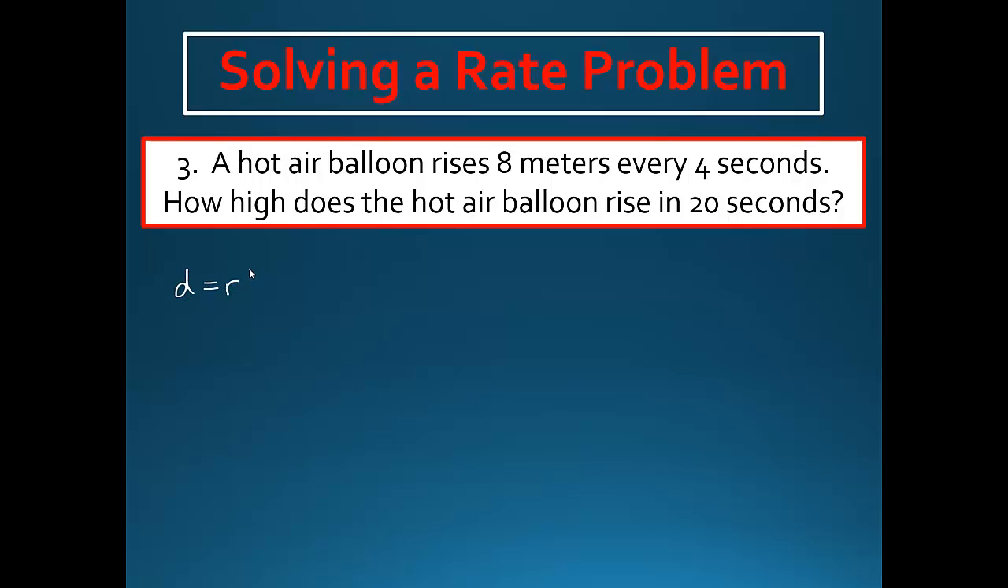equals RT. Remember that D equals the distance, R equals the speed, and T equals the time. We do not know our distance, so we're going to start with our speed, and our speed is 8 meters every 4 seconds. So we have 8 meters, and that's every 4 seconds. And then we need to multiply this by the time, and we're multiplying this by 20 seconds because we want to know how high it goes in 20 seconds.